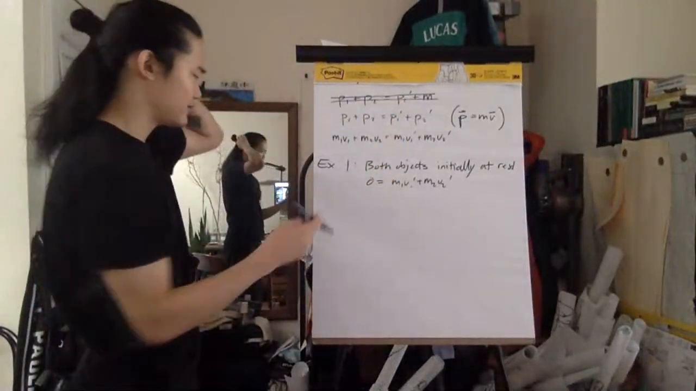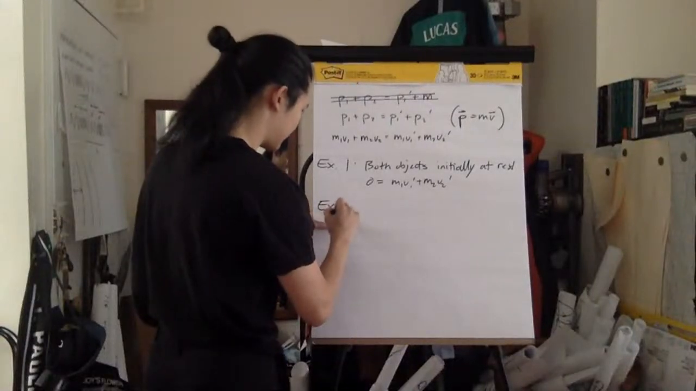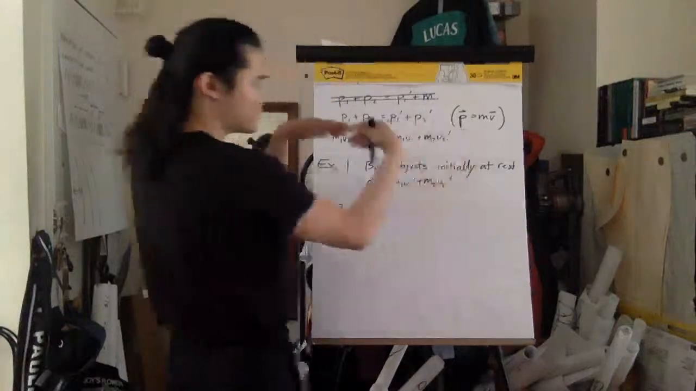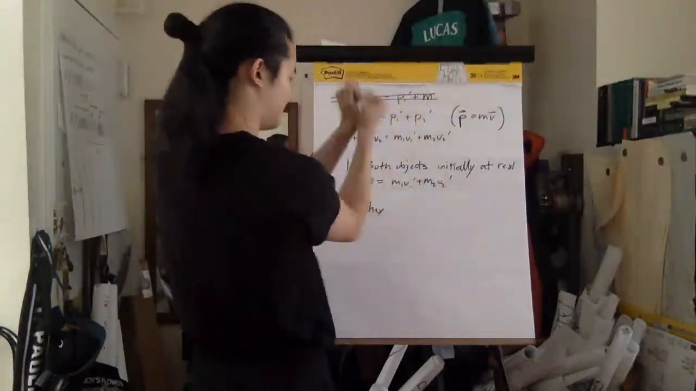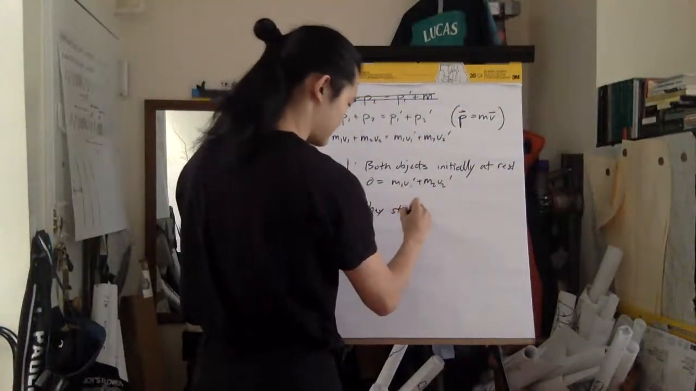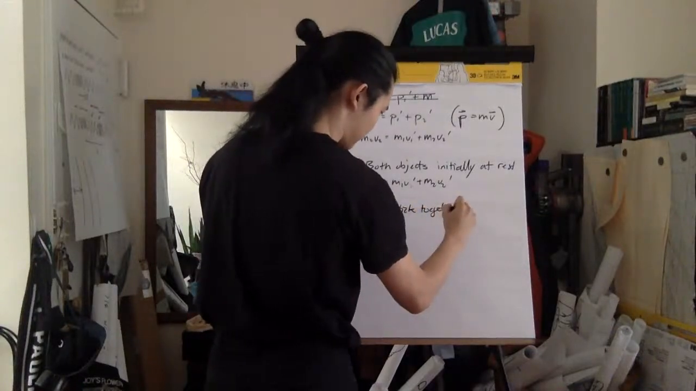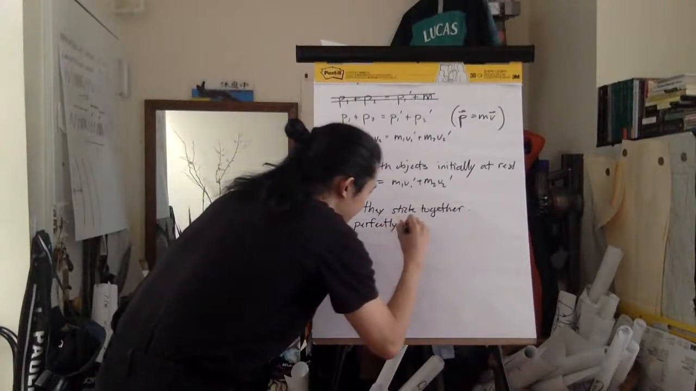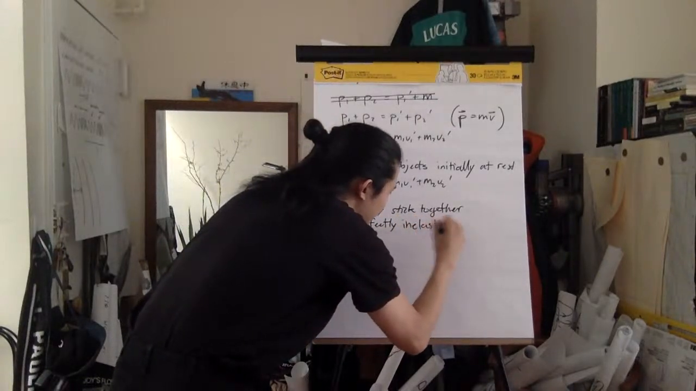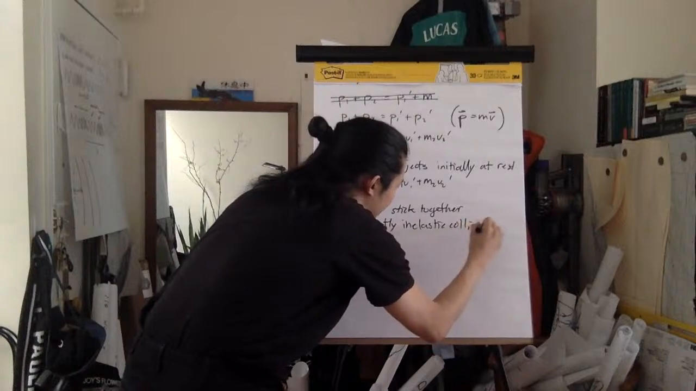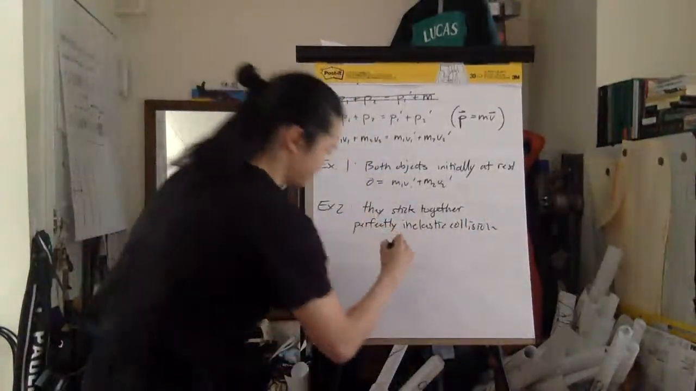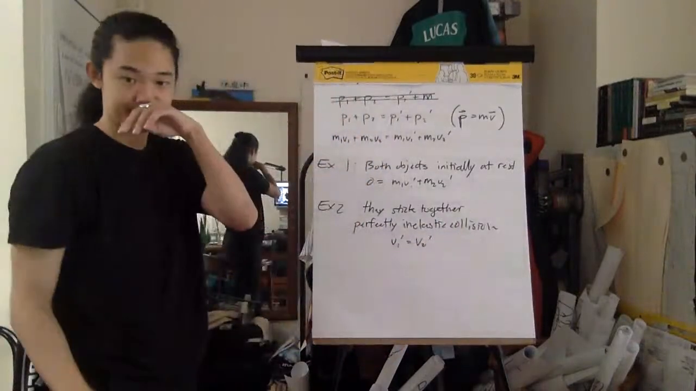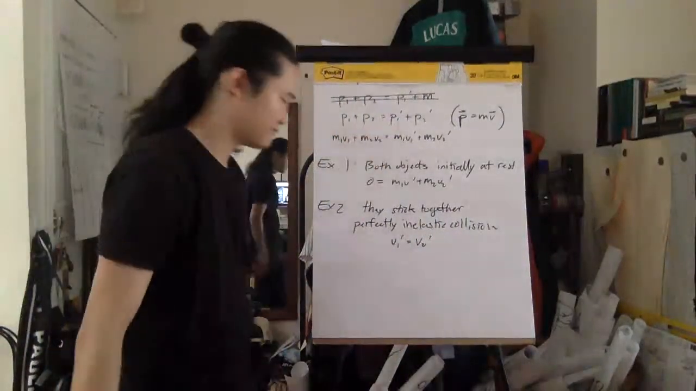All right, so example 2 that I think is special is if they're both moving. I don't care if they're moving this way or this way, but they stick together. This is what's known as a perfectly inelastic collision. All that means is v1 prime equals v2 prime. And then you can solve for the problem there.